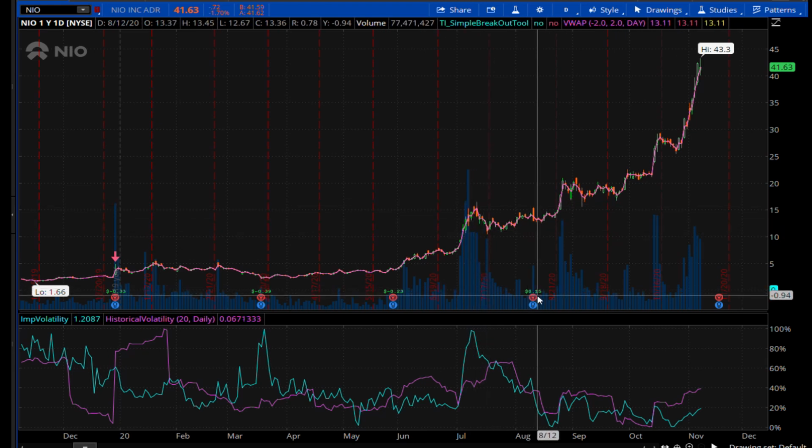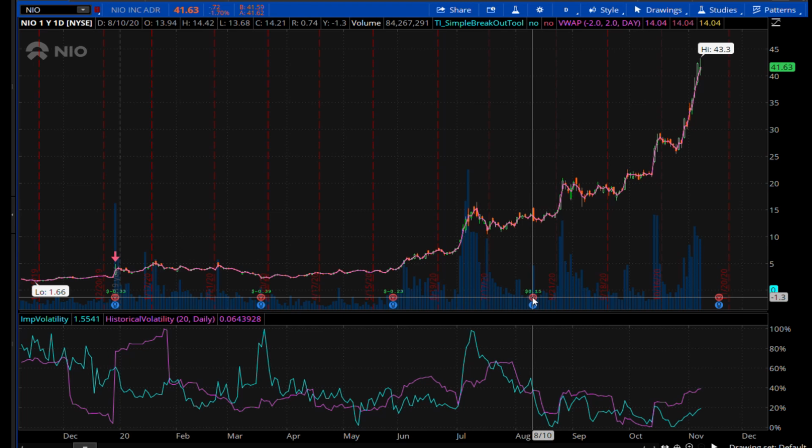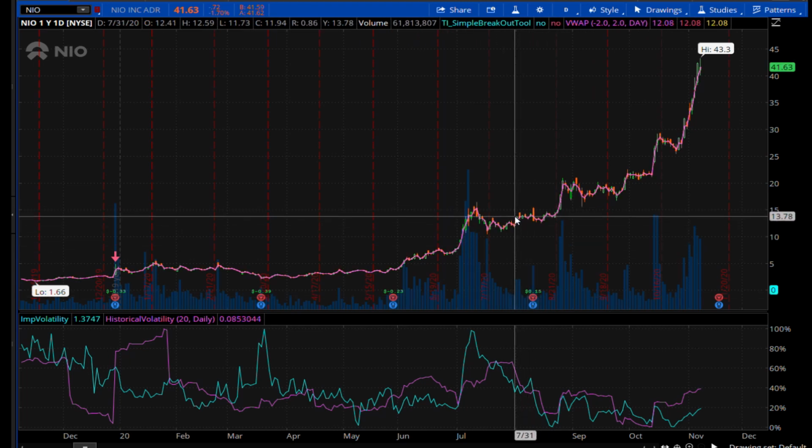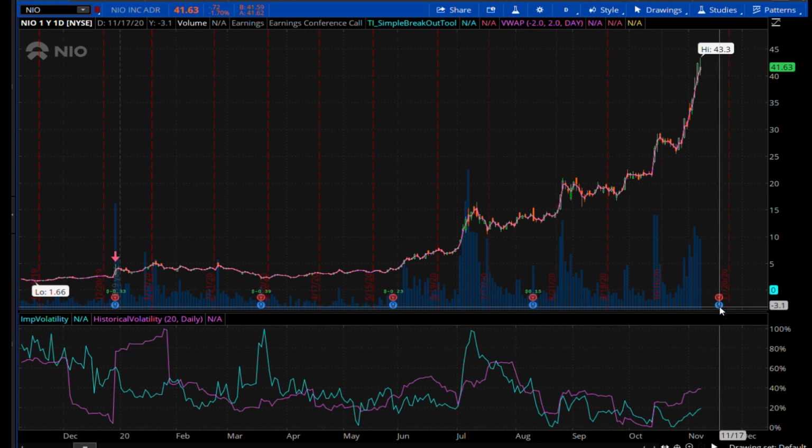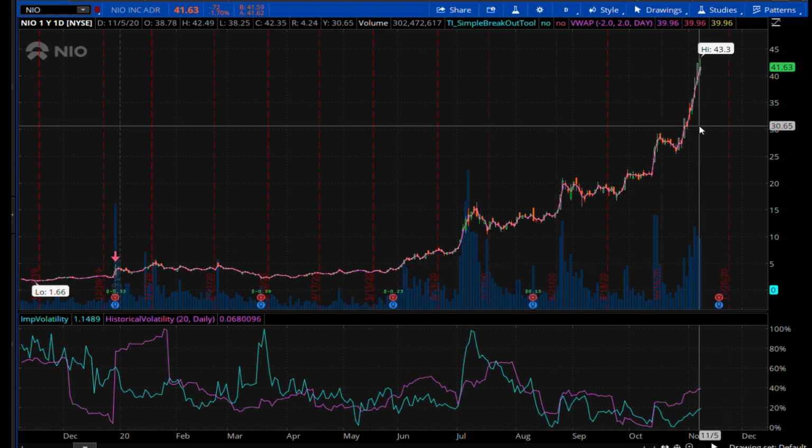to almost 10. They reported a profit back in August, and everybody went, what? How did they make a profit? And then this thing has just taken off, and then they have earnings on November 17th. So this is kind of a crazy move.